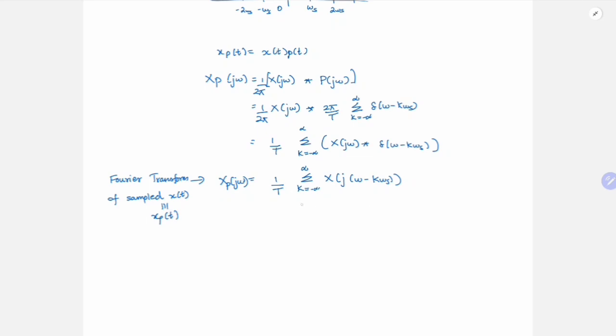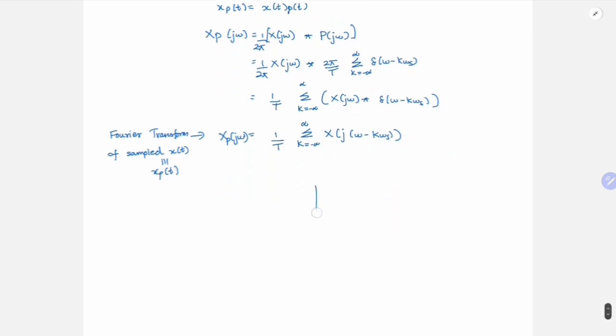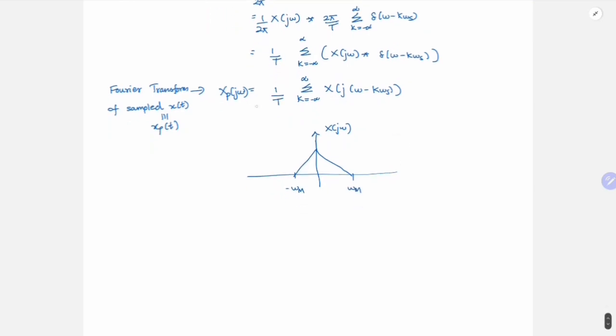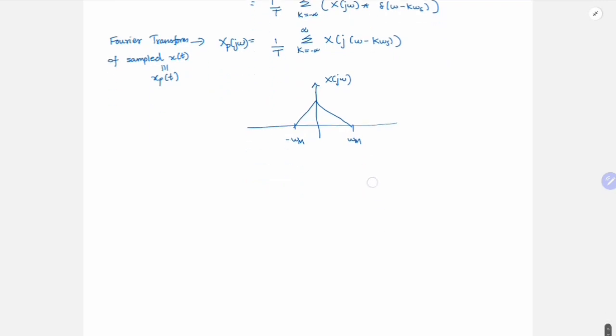So let us try to interpret this. Let's say my X of j omega is something like this. It is a band limited signal, band limited to omega m. And what will be my Xp of j omega?